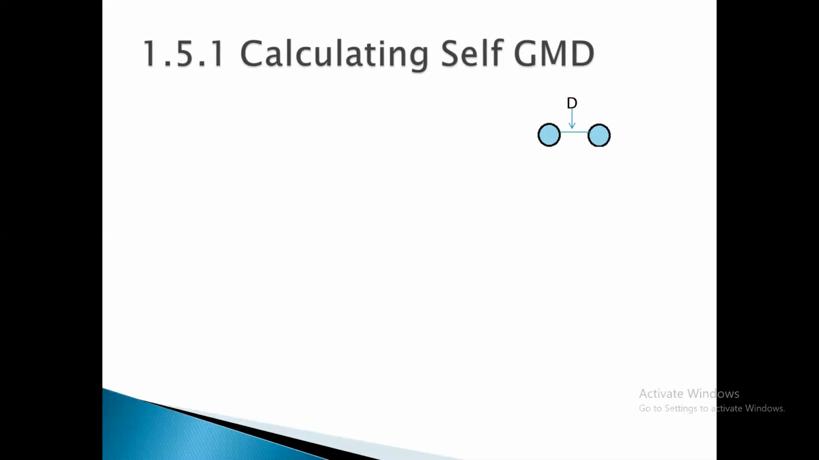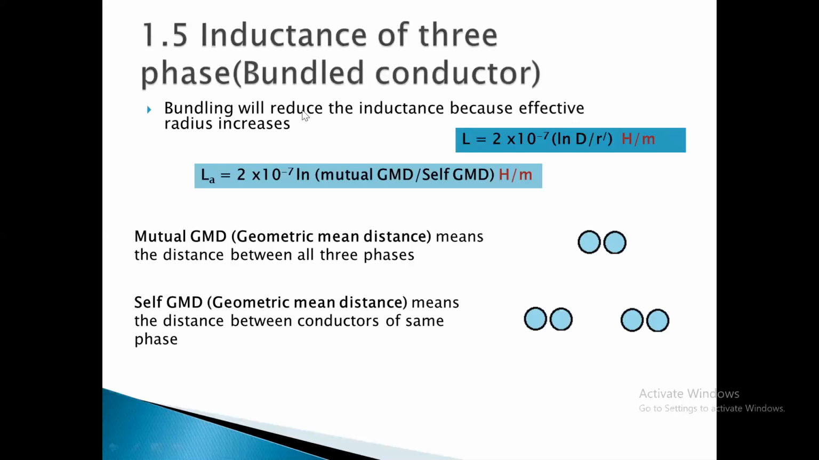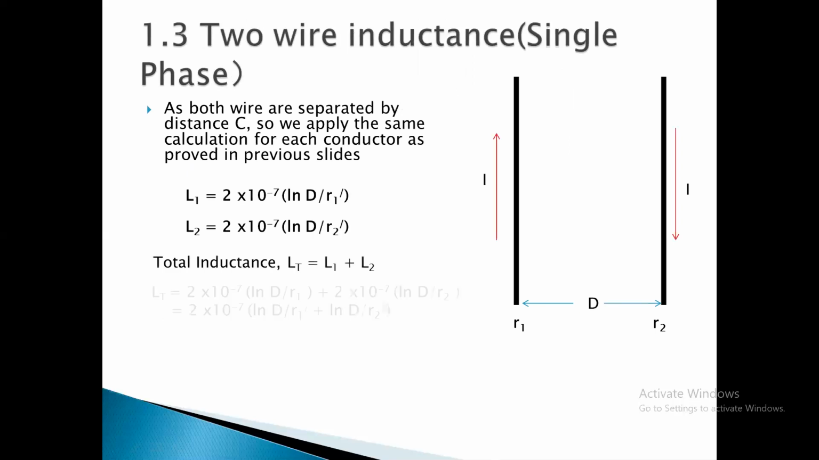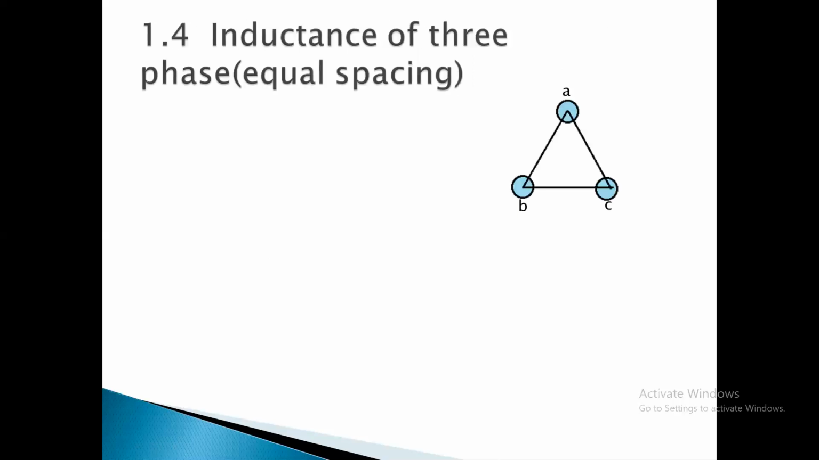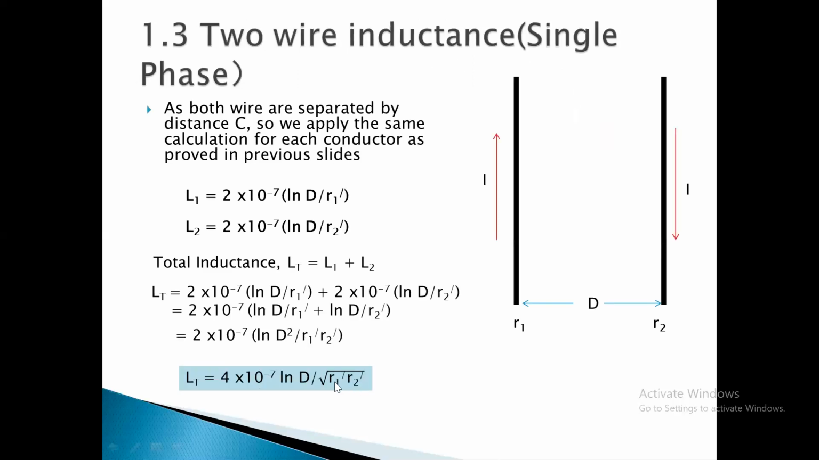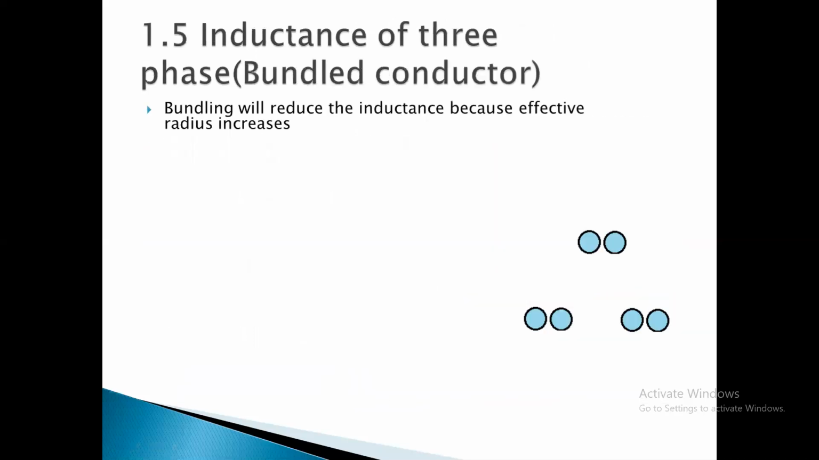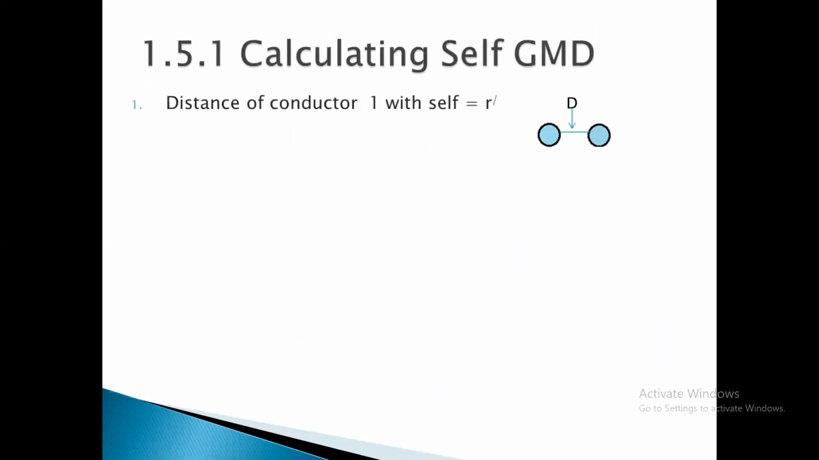So we have to look at this formula first. After that, you will understand the concept. This formula, we try it here, with R1 and R2. If you closely look at this one, I am including all the values of different distances in my equation. Same here, I will calculate the self GMD. So first, the distance of conductor 1 with itself. For example, I say this is conductor 1 and this is conductor 2.